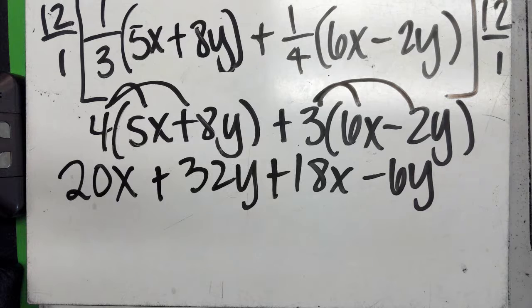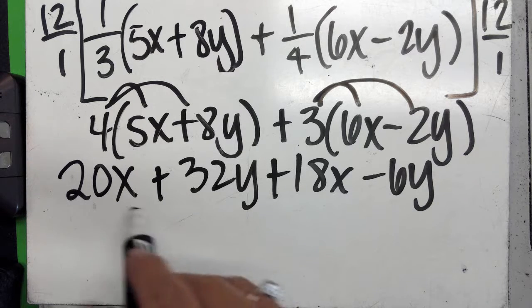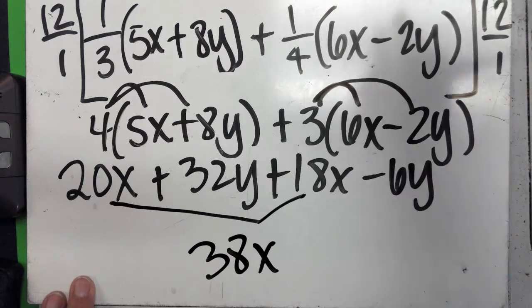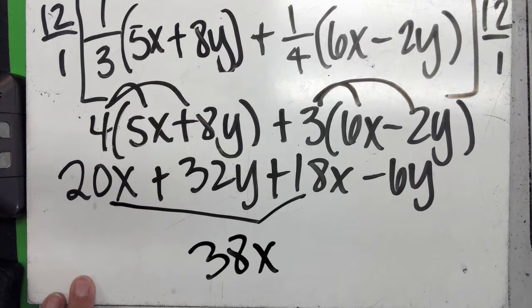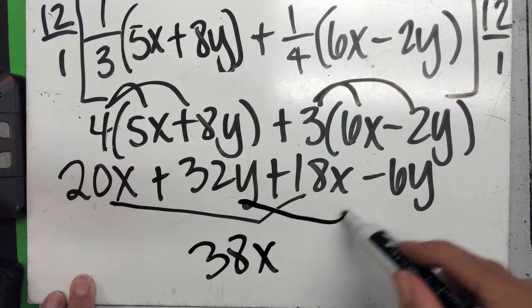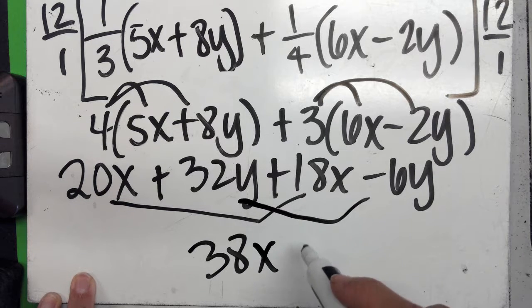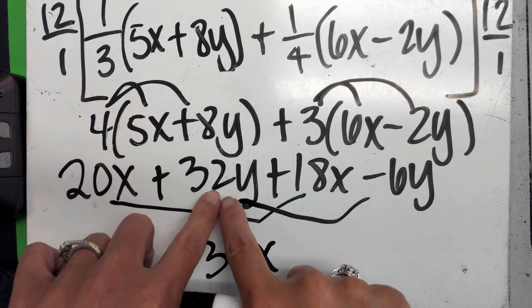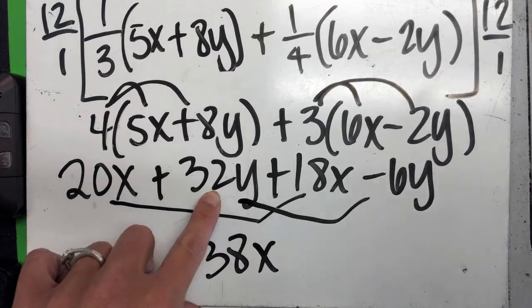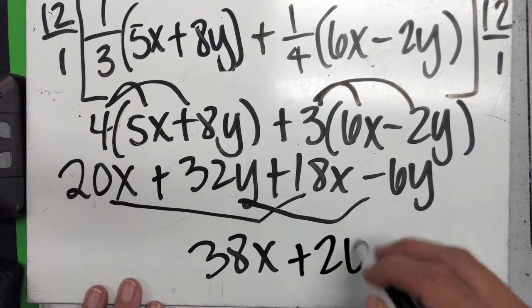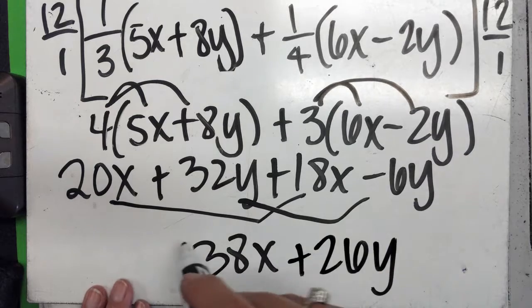Emily, tell me what my x's would be when I combine them. 38x. And Cody, what would be my y's if I combine them? What's 32 minus 6? You don't need that. Look at me. Look at this. What is 12? 26. There we go. You might have cheated, but we're going to get there.